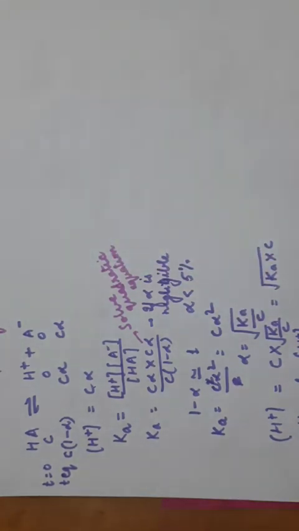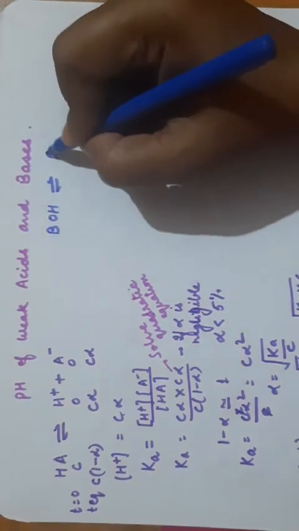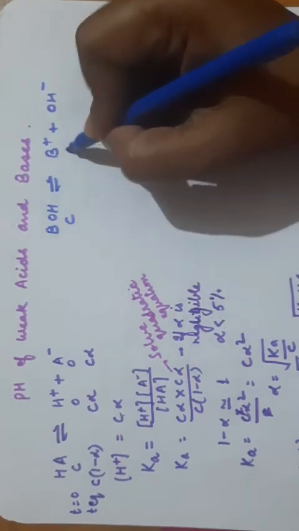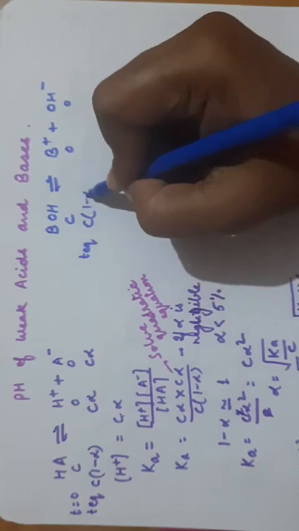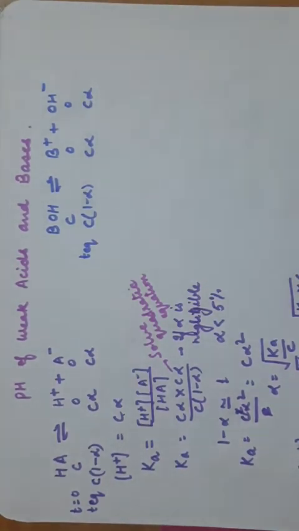Now coming to the bases, suppose you have a weak base here BOH. It is a weak base, partially ionized, it forms B plus and OH minus ion. If C is the concentration here, initially there will be 0, at equilibrium C(1 minus alpha), C alpha, C alpha. Clear? Similar way you have to proceed.